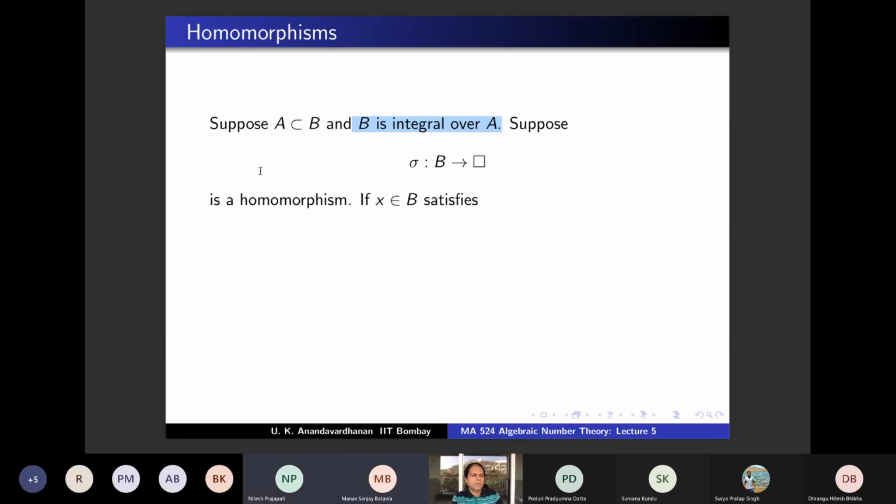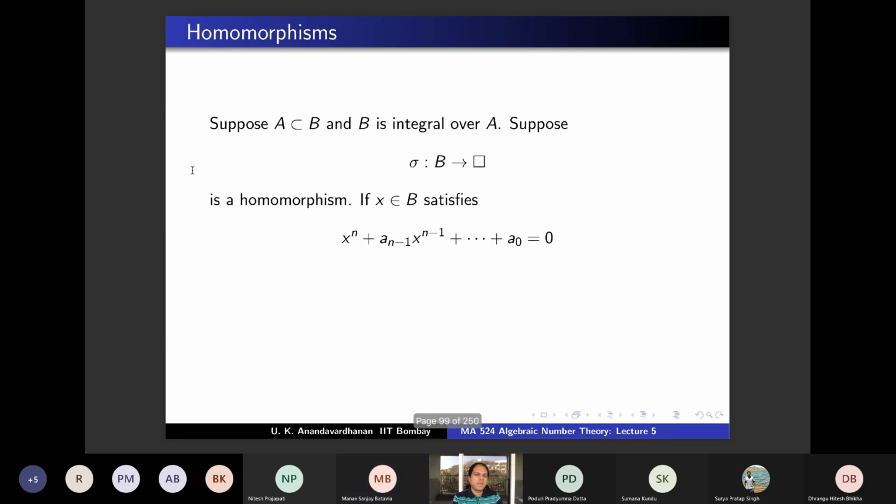Is the homomorphism fixing A? Then you can say that sigma of X is integral over A. Yeah, very good, that is certainly correct. But suppose it doesn't fix A, then also you can make a statement, no? Integral over sigma of A. Correct, absolutely. So that's the statement.